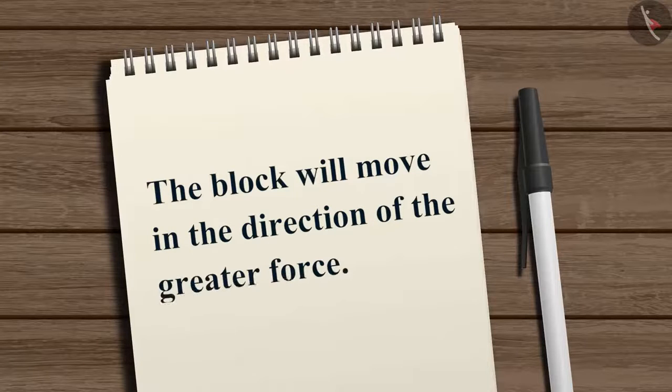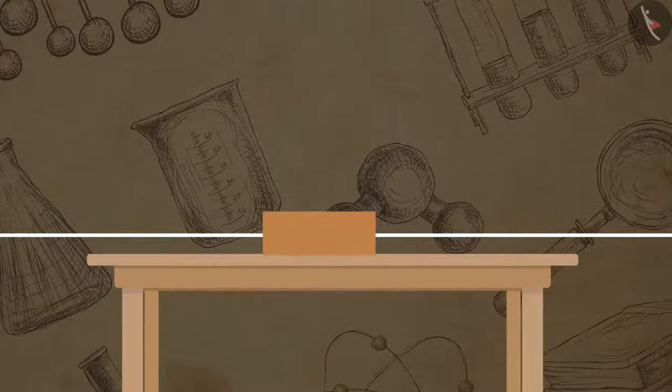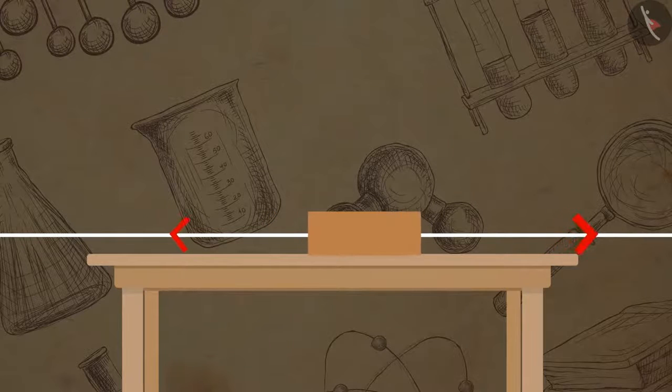Now, what if we pull both the strings with unequal forces? Will the block still remain at rest? In this case, the block will move in the direction of the greater force. If the block is pulled by the right string at a greater force than that of the left string, the extra force on the right string will cause the block to move towards the right.